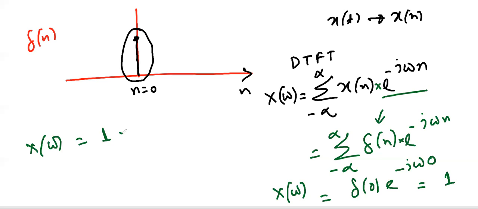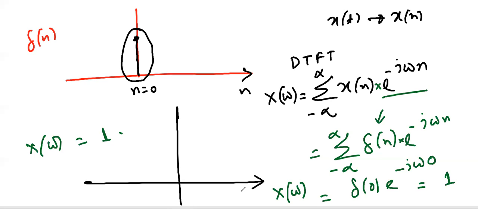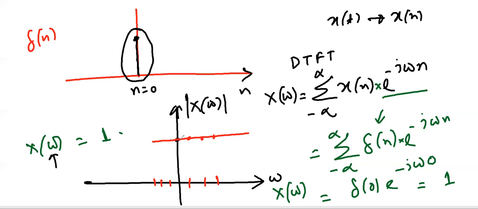What does it mean? It means that we can draw the magnitude response. This is for omega, relative frequency. This is X(omega), not capital omega, small omega. How does it look? For any value of omega, the amplitude is 1. So for any value of omega, the amplitude is 1. It will continue, and again for any value on the negative side, it will continue.